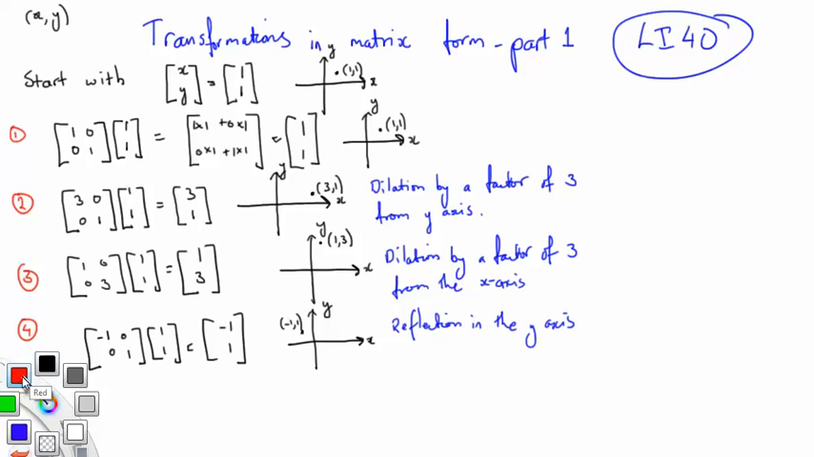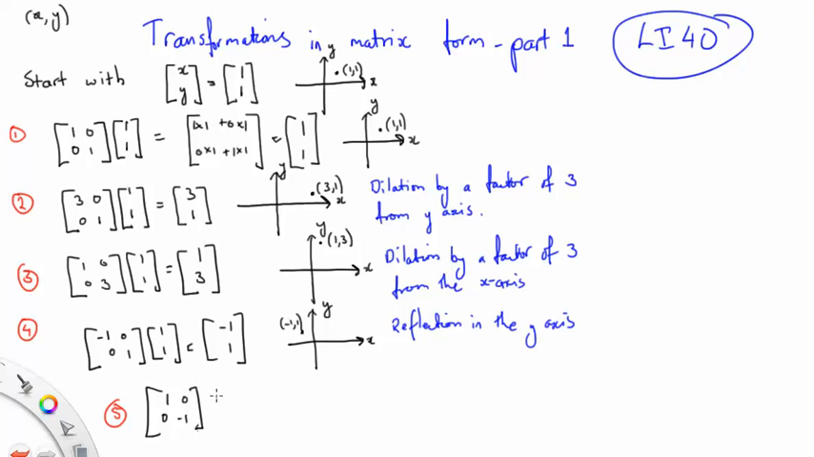Alright, what's next? What's going to happen when I make the bottom one negative? If that's a reflection in the y-axis, what's going to happen next? Predict what's going to happen when I multiply by this matrix. We're going to get 1, -1. Let's plot that. 1, -1. Yep, that's a reflection. You can see the original point was there. That's a reflection in the x-axis.